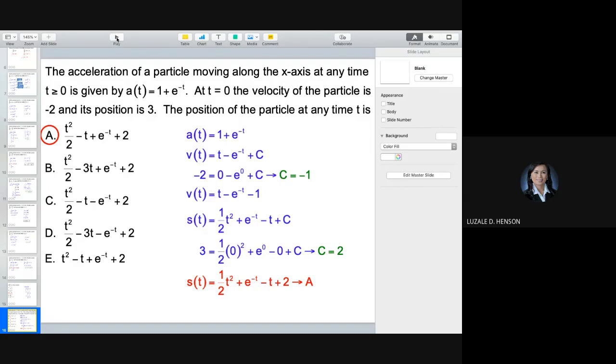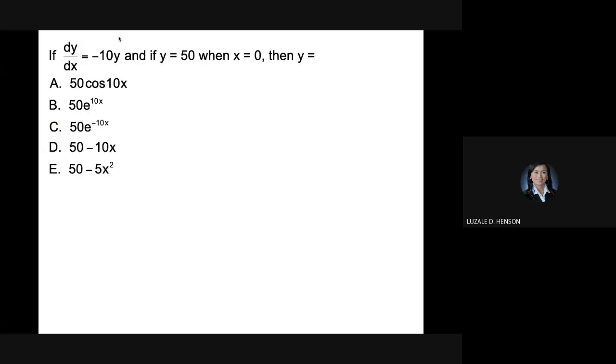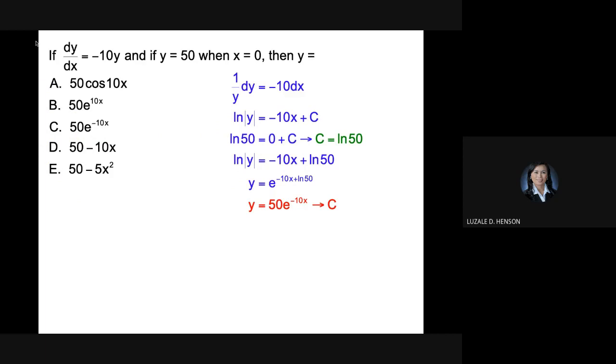And so we have the second one. If dy over dx is equal to negative 10y, and if y is equal to 50 when x is 0, then y is equal to what? Okay, so again, you separate the variables. This is dy over dx, so you place the dx on the other side. This becomes negative 10y. So the y should also go to the other side.